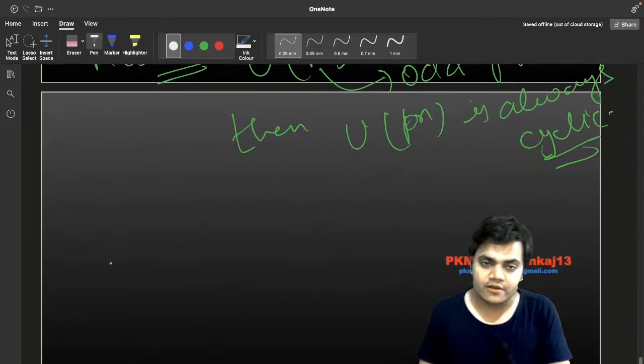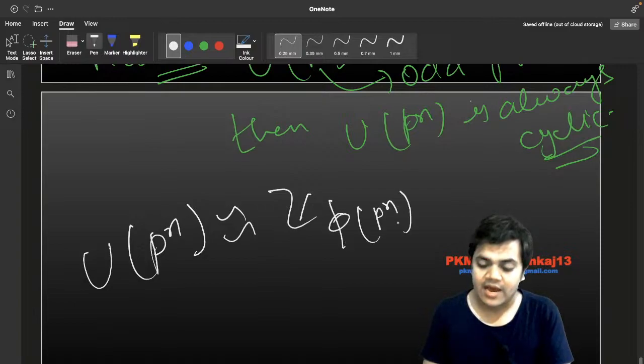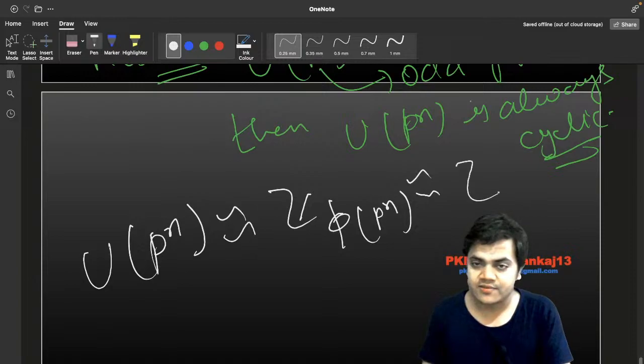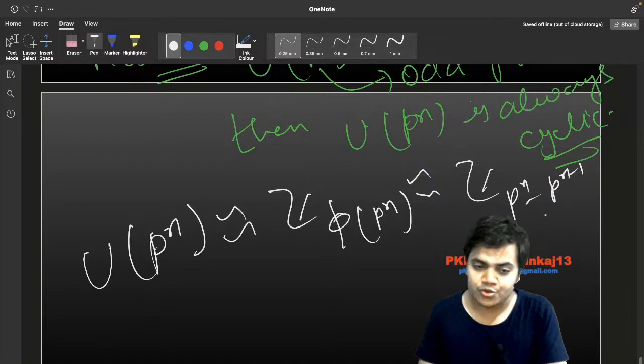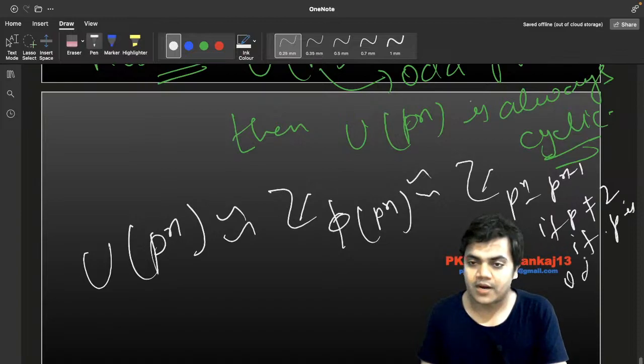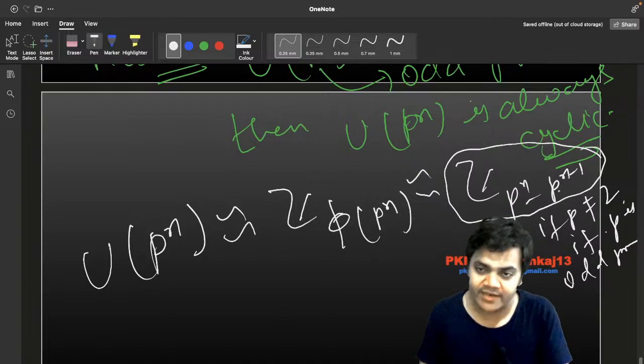Why? Because U(p^n) is isomorphic to Z_phi(p^n), and it will be isomorphic to Z_(p^n minus p^(n-1)). Your p should be an odd prime for sure. If p is not equal to 2, if p is an odd prime, then we will not hesitate to say that this Z_(p^n minus p^(n-1)) is a cyclic group.